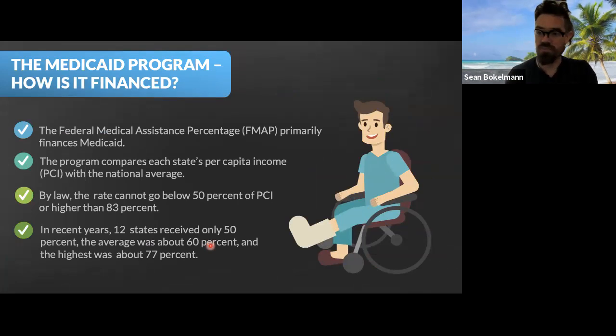All right, the next question is, what pays for all of this? The funding comes from the federal medical assistance percentage. That's the primary source of funding. The program basically looks at each state's per capita income and compares it with the national average. By law, the rate can't go below 50% of per capita income, and it cannot go higher than 83%. In recent years, 12 states received only 50%, while the average was about 60%, and the highest was about 77%.